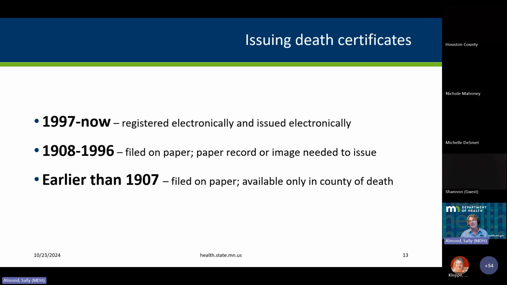Current records that were filed in 1997 and later were filed electronically and issued through MRNC, just like birth certificates are. Death records that were filed between 1908 and 1997 were originally filed on paper, and customers receive a plain paper copy of that record that is embossed to certify it. The oldest records, those from 1907 and earlier, are only available in the county where the death occurred, but the process to issue certified copies is the same. Copy the record on plain paper and emboss it to certify it.